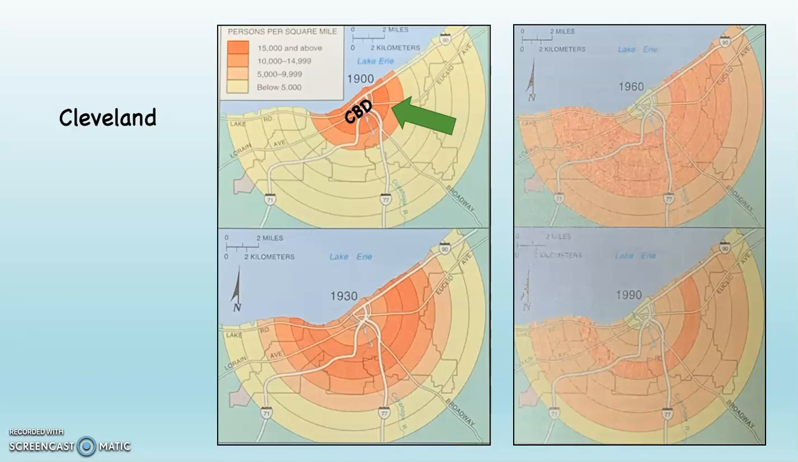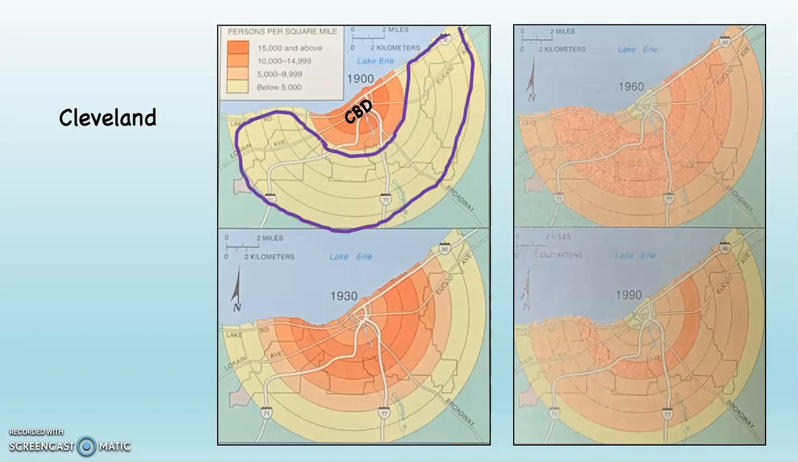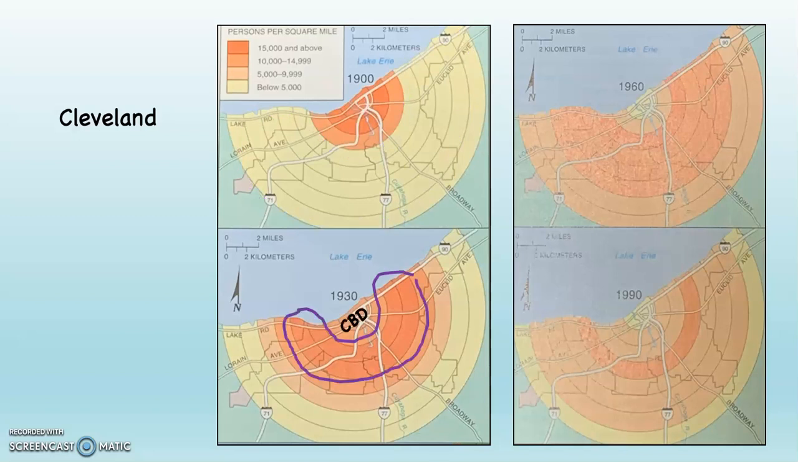And you can also see that light color, that kind of yellow color as you radiate outwards away from the CBD. That was probably mostly farmland at that point, okay? So all of that area would have been very sparsely populated, not a lot of people per square mile. And now what happens? In 1930, you can see that the CBD begins to thin down in population, and the population increases as you move outwards away from the center part of the city, which I circled in purple.